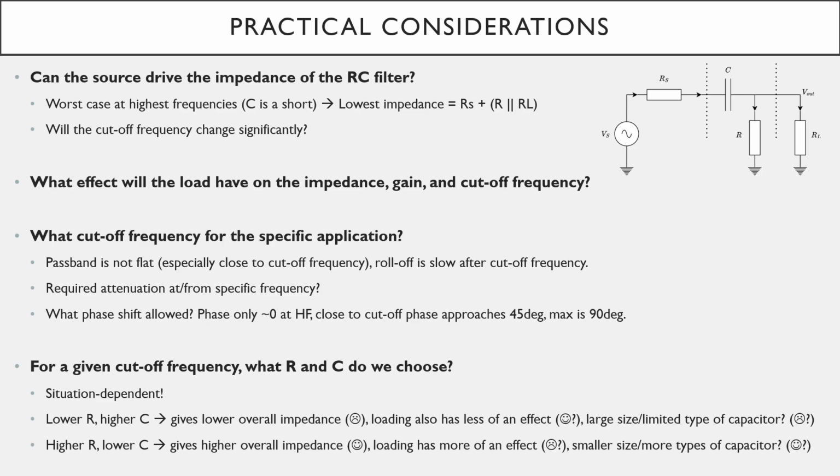When it comes to choosing the cutoff frequency for the specific application, again using the formula f equals 1 over 2 pi RC, we have to remind ourselves that the passband was not flat, and this is especially true close to the cutoff frequency. So we might want to choose the cutoff frequency slightly lower or slightly higher depending on where we want the attenuation and where we want our passband to be.